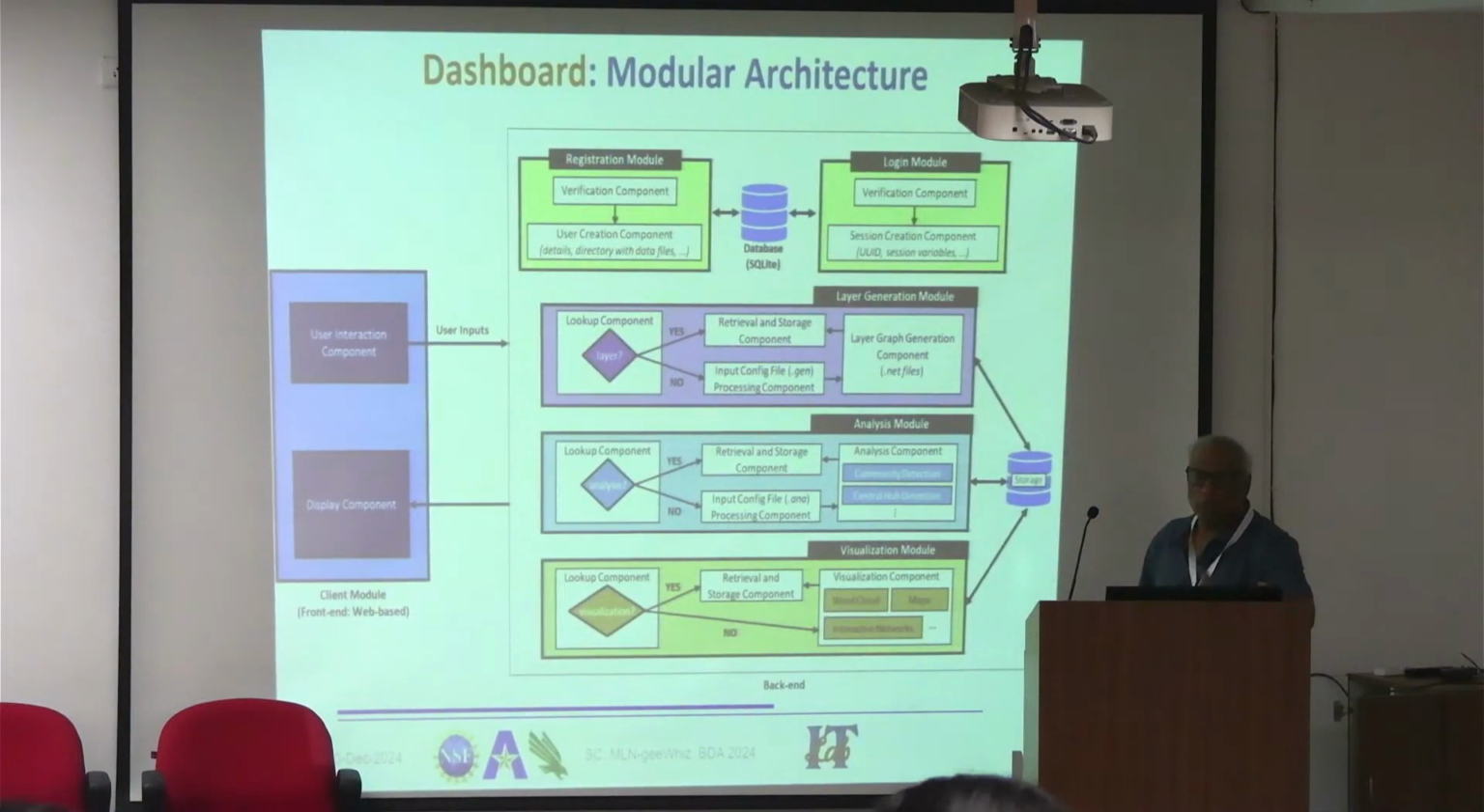So here is the overall architecture of the dashboard. This is the user client module, which is a web-based interface. Essentially, it has two components, user interaction and display. And then the backend essentially has different components for each one. So we have a layer generation module, analysis module, and visualization module. All of them use a shared data repository or a database. And then we have registration, login. We use SQLite and other things. So this is the overall architecture.